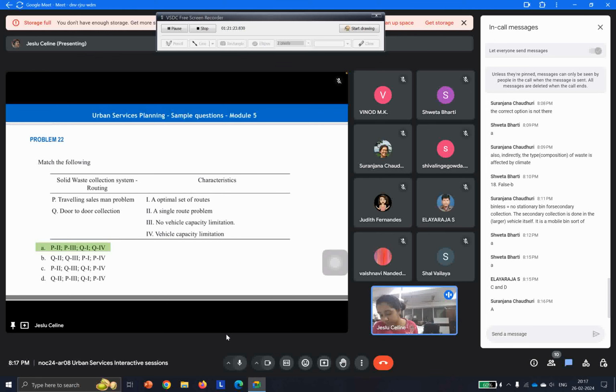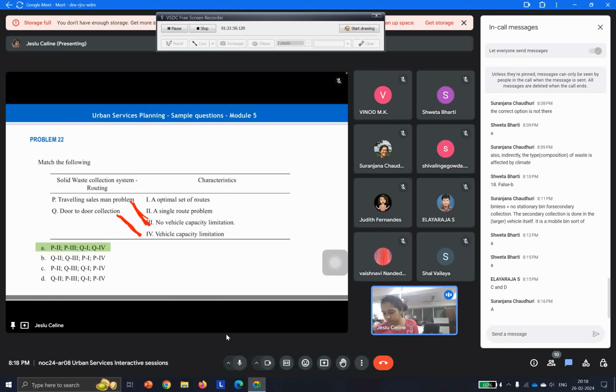Okay. I'm sorry. I made a small mistake in the previous explanation. In the traveling salesman problem, you're not looking at the vehicle capacity because you just need to touch all the points. The whole problem itself talks about that. So it doesn't have a vehicle capacity. Door-to-door collection is when you have the vehicle capacity because you're collecting it. So that was the small mistake in the explanation before.